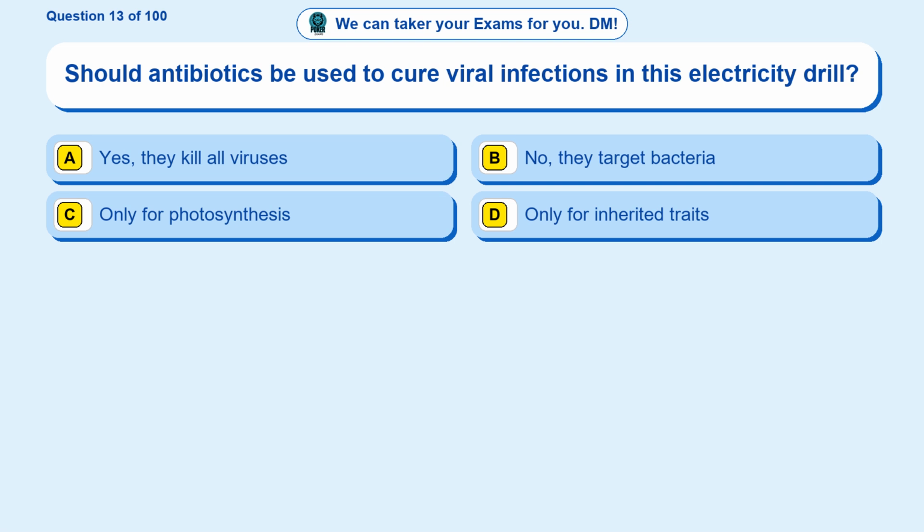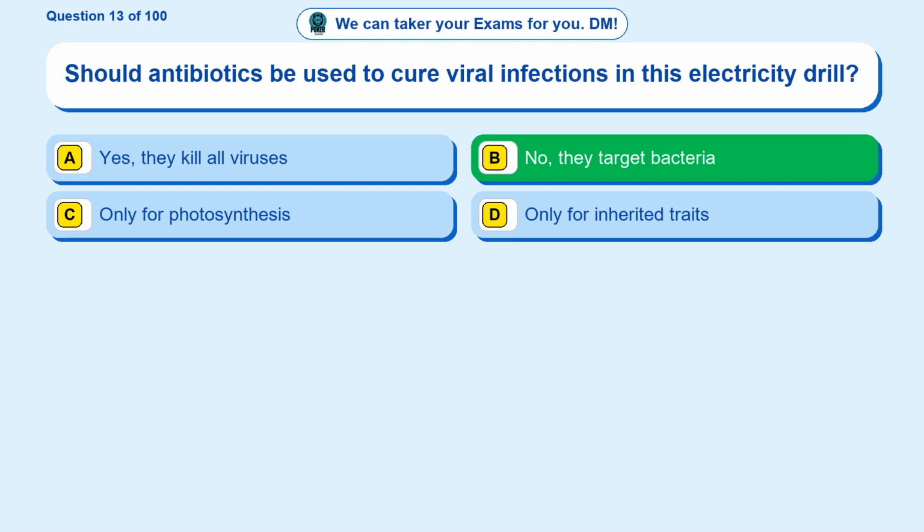Question 13. Should antibiotics be used to cure viral infections in this electricity drill? Option A. Yes, they kill all viruses. Option B. No, they target bacteria. Option C. Only for photosynthesis. Option D. Only for inherited traits.